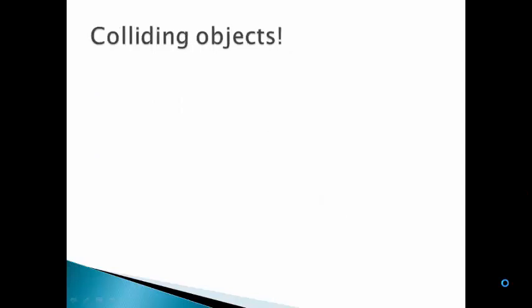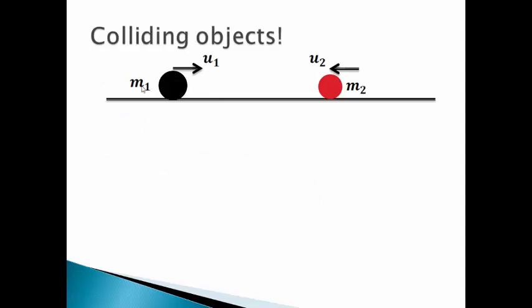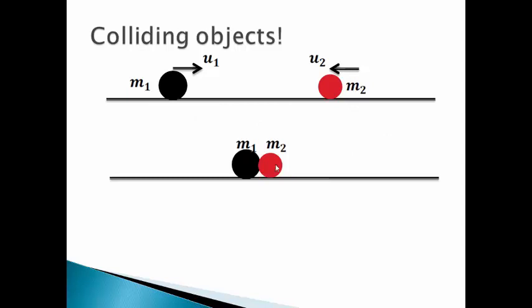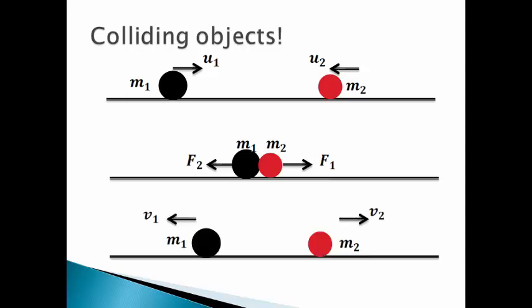Consider two colliding objects, a ball of mass m1 moving with velocity u1 and another ball of mass m2 moving with velocity u2 in the opposite direction. Assume that the surfaces are completely frictionless. When the objects collide, they exert forces F1 and F2 on each other during their time of collision, delta t. After collision, they will move in opposite directions with different velocities v1 and v2.